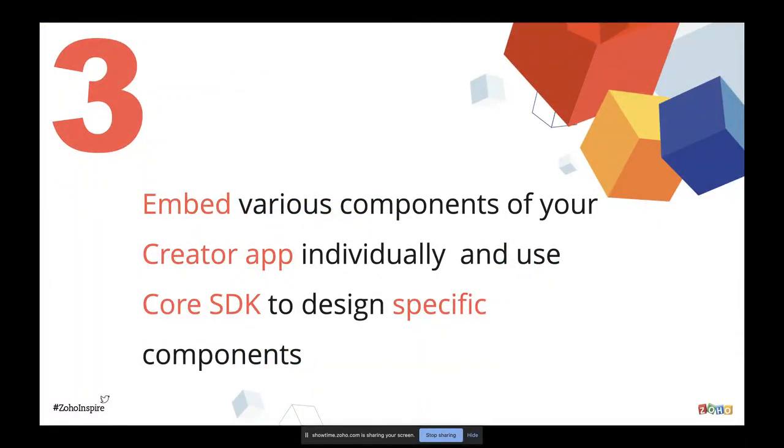Let's look at the third way in which you can use the mobile SDK. In Creator, when you build an application, there will be multiple components that you will be building. But on the mobile application, you would want to access only a few of those components. So in specific cases like those, we can use the third way, right?